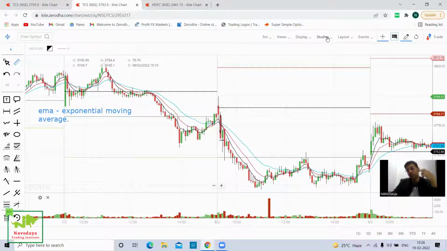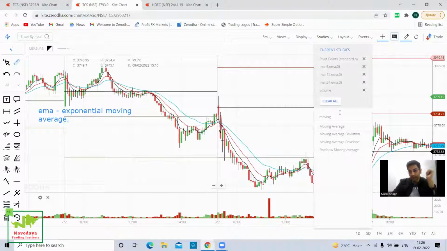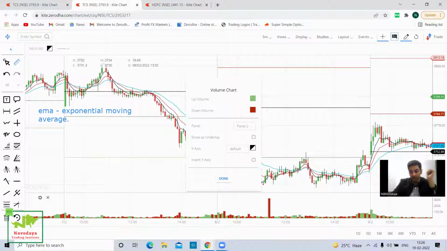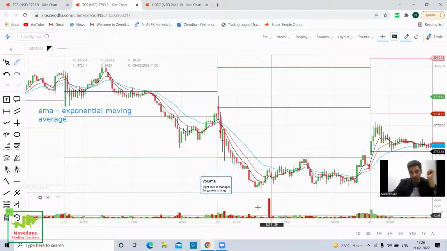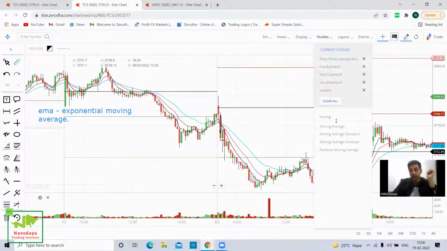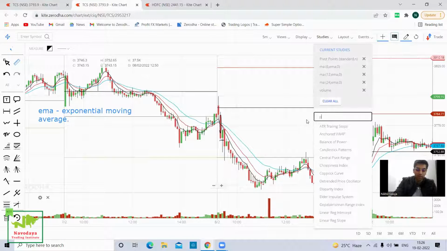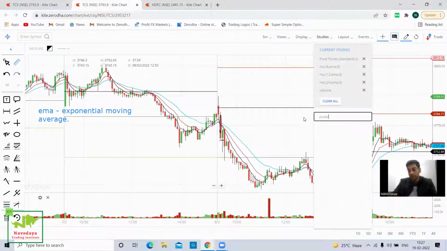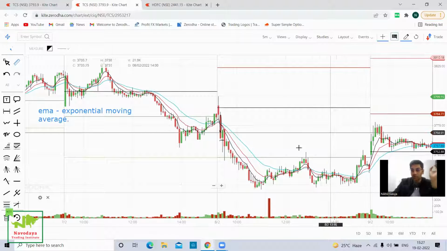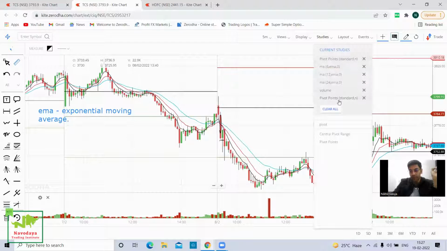Now, 2 more things that you need to understand is we will take the help of volume and pivots. Pivots is basically for entry and exiting. Yes. Okay, we'll click on volume, something like this will come. This is volume. This will come, and then we will type over here pivots, pivot points. So just let it be normal, right?